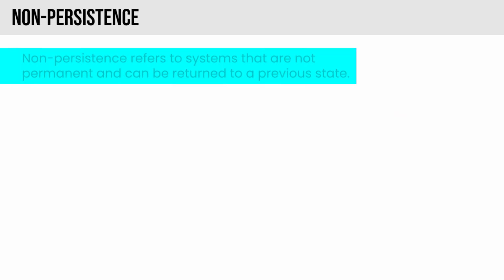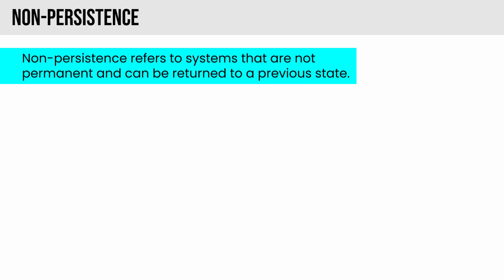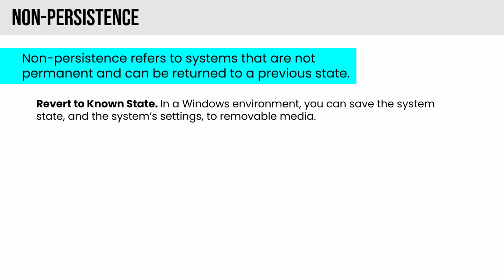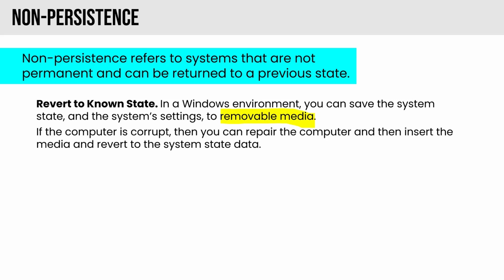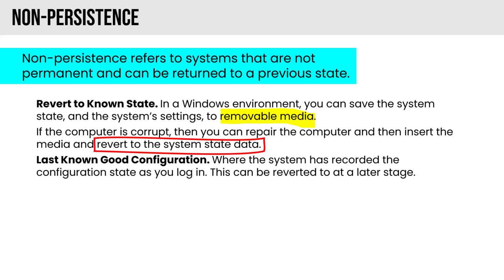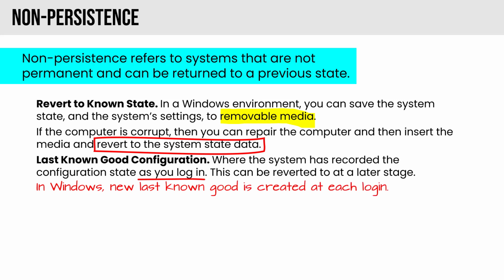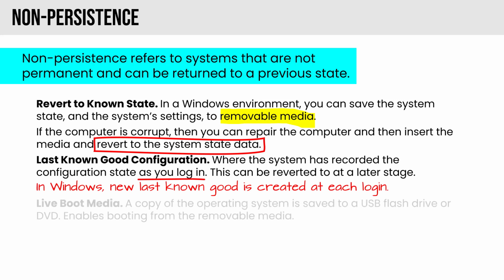So non-persistence. This refers to systems that are not permanent and can be returned to a previous state. So reverting to known state. In a Windows environment, you can save the system state and the system settings to removable media. And if the computer is corrupt, you can then repair the computer and insert the media and revert to the system state. The last known good configuration is where the system has recorded the configuration state as you log in, and this can be reverted to at a later stage. And in fact, in Windows, new last known good is created at each login. So you have a new last known good configuration every time you log in successfully.